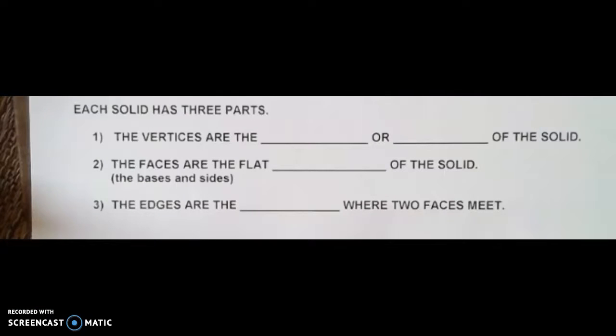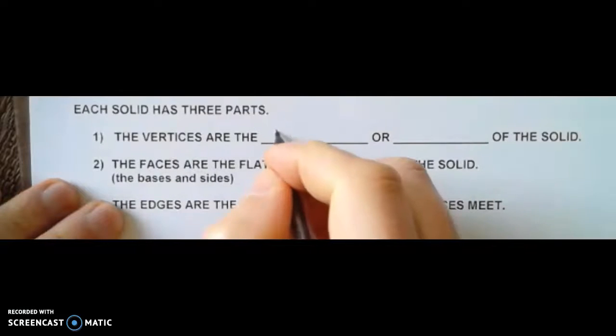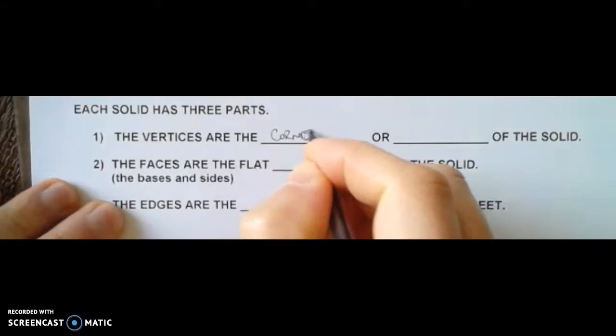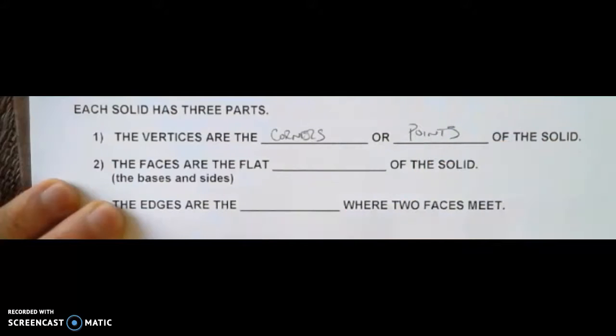Besides being able to name our solid, we also are going to investigate 3 parts that each solid has. Each solid has 3 parts. They have vertices, they have faces, and they have edges. Let's talk about the vertices first. The vertices are the corners or the points of the solid. So every corner, every point, we call that a vertex.